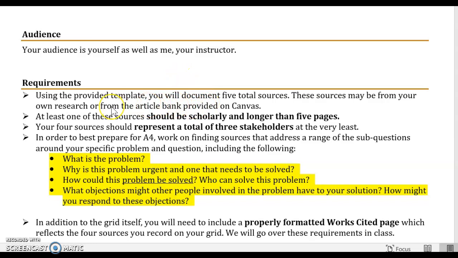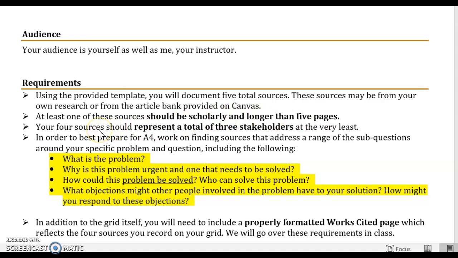So first of all, you want to make sure that you're using the provided template. And I'm going to revise this. You'll see in the announcements that I've decided to forego the annotation assignment. And instead, you will document 5 total sources. So before it was 4, now it's 5. And these sources will be from your own research or from the article bank provided on Canvas. At least one of these sources should be a scholarly source and longer than 5 pages, which is why it is going to become really important for you to make sure that you know the difference between scholarly and popular sources.